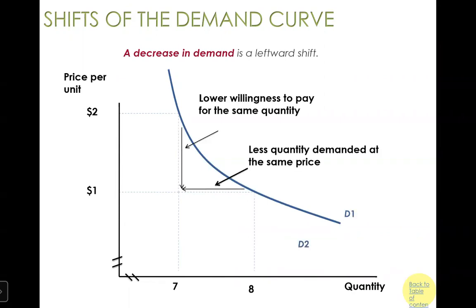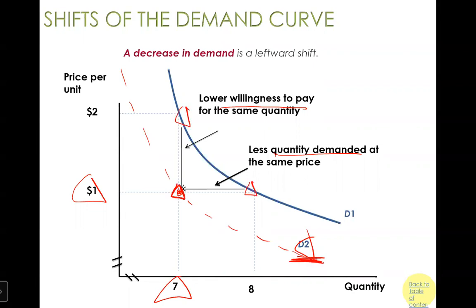And why is a leftward shift a decrease in demand? There are two ways to understand. Okay, so you can imagine there is a curve crossing this dot. This is our D2, right? So at the same price, less quantity demanded. At the same quantity, lower willingness to pay. Right? We just compare this dot on D2 with this dot and this dot on D1. By this comparison, we understand D2 represents a decrease in demand.